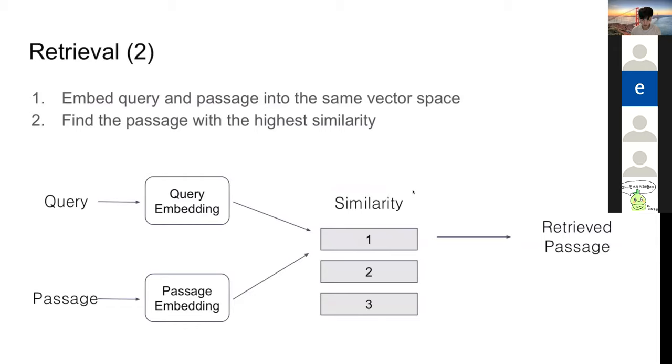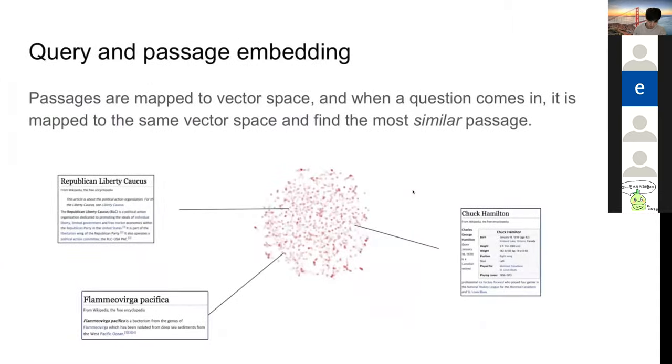One way is what we're going to talk about today. And the other way is more bag of words based, which we discussed last lecture. Once they are mapped to some vector space, they can be compared by computing a similarity metric. One simple example was the cosine similarity. When they're mapped to the same vector space, the good thing is that passage vectors can be computed offline.